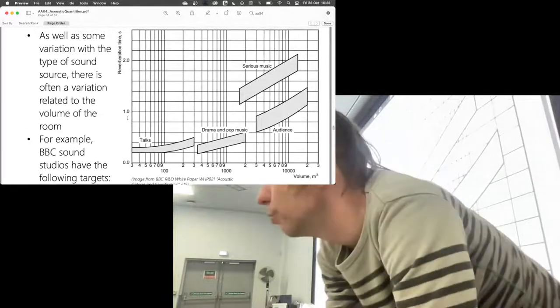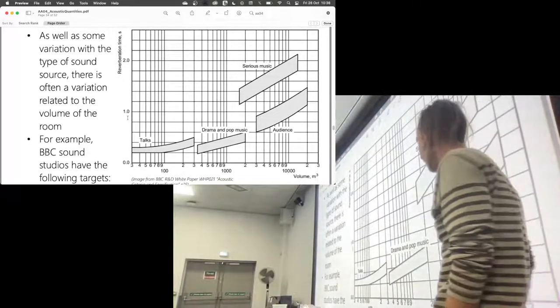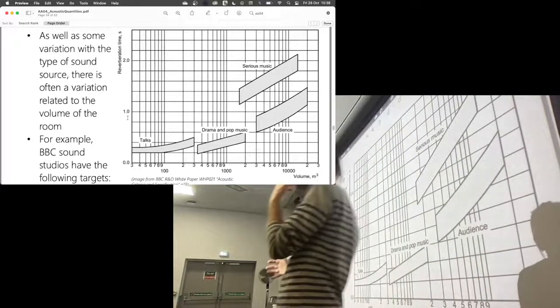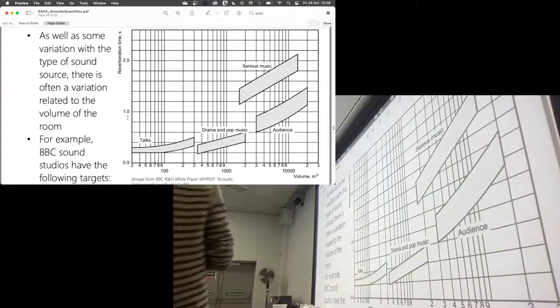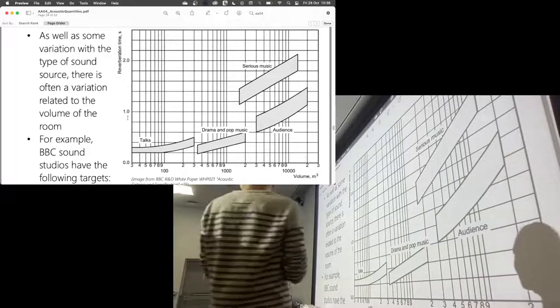So the thing to definitely understand is that with increasing room, something funny? No, yeah, the serious music. Serious music. Yeah, it's what it's called, yeah.